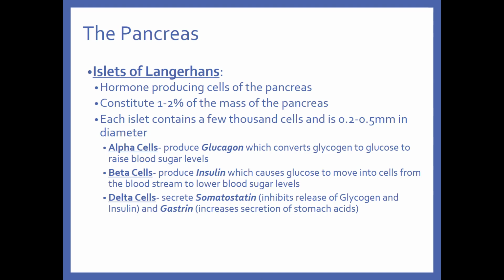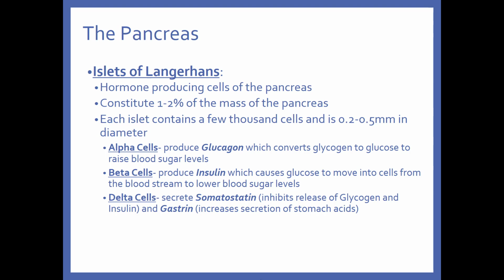The cells of the pancreas that produce these hormones constitute about 1-2% of the mass of the pancreas. These are the islets of Langerhans, so the islet cells are what secrete the hormones. The different types are alpha cells, beta cells, and delta cells. They each have a different job. Alpha cells produce glucagon, which, like we just said, converts glycogen to glucose in times of need when the blood sugar level needs to be raised. Beta cells produce insulin, which, like we said, causes glucose to move into the cells from the bloodstream, lowering blood sugar levels.